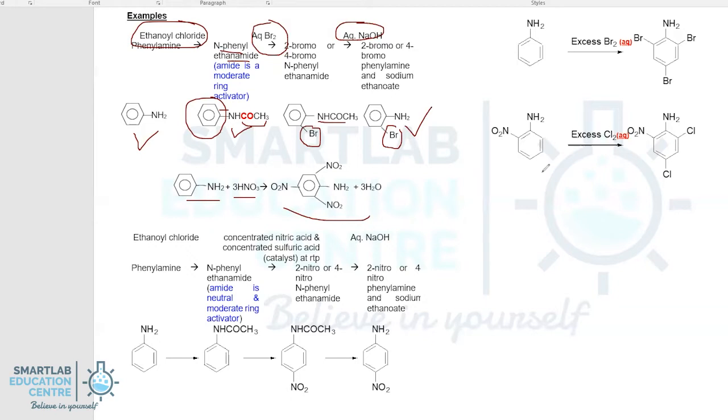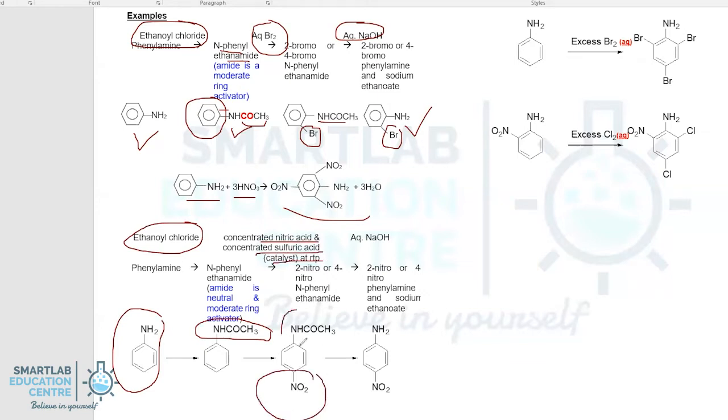Let's take a look at another example. In the other example that we have, we also start with phenylamine, and then we want to similarly produce your N-phenyl ethanamide. In this case, we will also add acid chloride, and thereafter we can add conc. nitric acid, conc. sulfuric acid at RTP, where in this case, like we mentioned, the NH group, the amide group here, is a 2,4 director. So therefore now your nitro group can be at position number 4, and thereafter we can do the hydrolysis where you end up with your 4-nitrophenylamine.